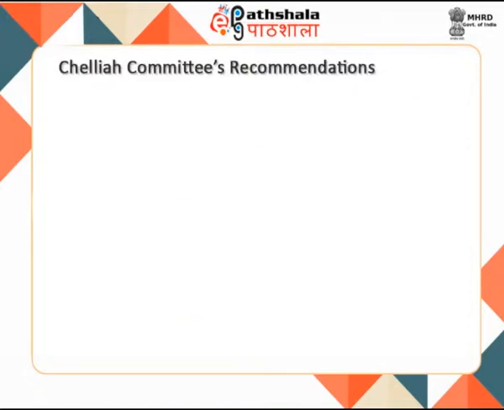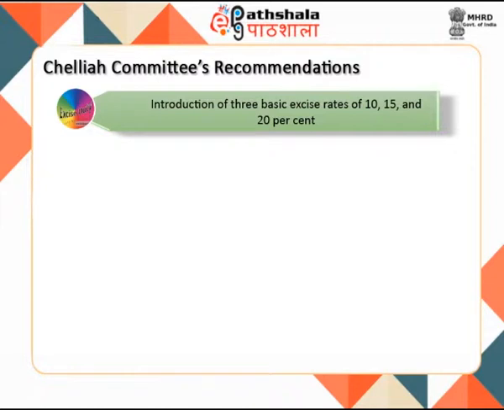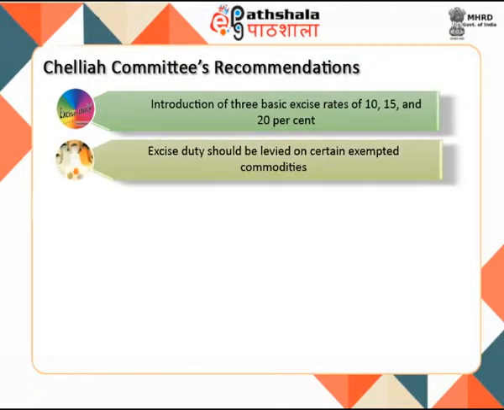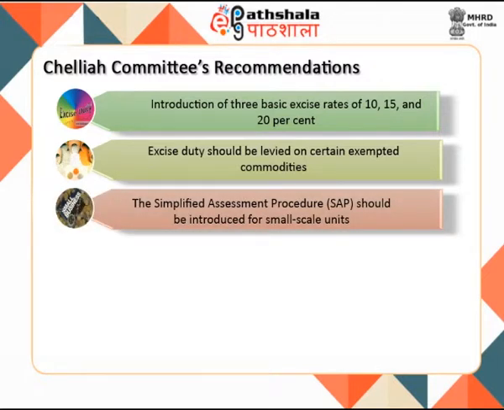The Tax Reforms Committee, known as Chelliah Committee, made the following important recommendations: introduction of three basic excise rates of 10, 15, and 20% on non-essential commodities. A higher rate of excise duty at 30, 40, or 50% may be charged. Excise duty should be levied on certain exempted commodities and a duty of 10% be imposed on these items. A simplified assessment procedure should be introduced for small scale units whose turnover did not exceed Rs 30 lakh.